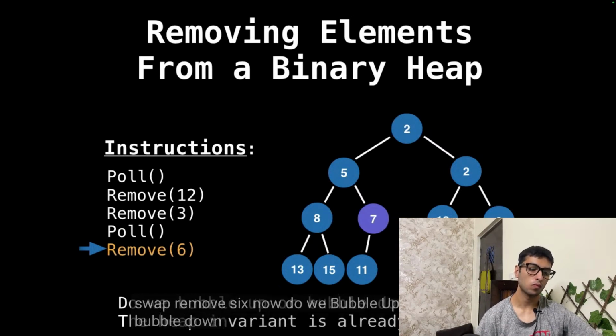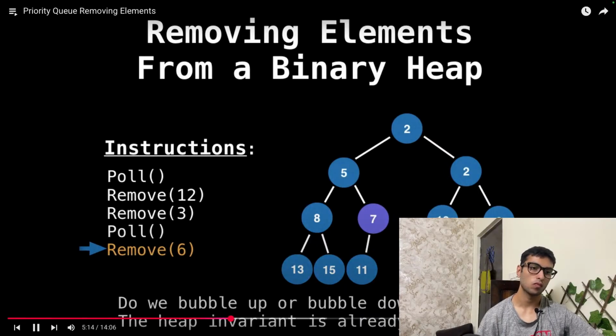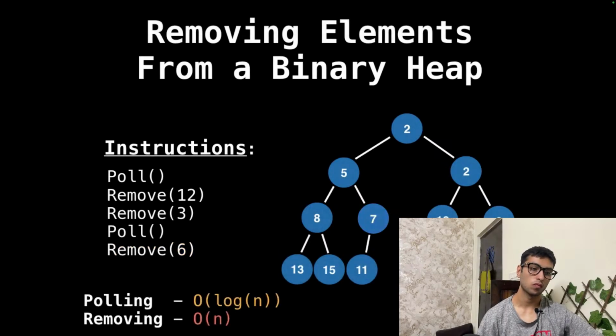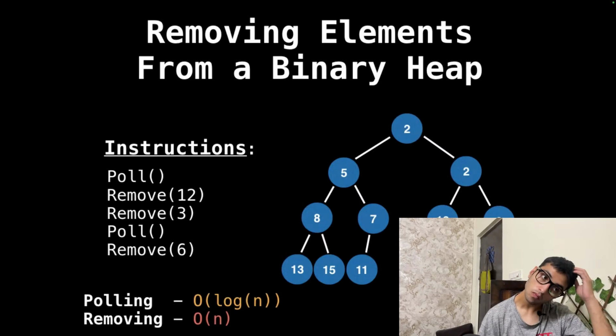Now do we bubble up or bubble down? The answer is neither. The heap invariant is already satisfied, so we don't even need to touch our node. We got lucky. Okay, so from all this polling and removing, we can conclude the following. Polling takes logarithmic time, since we're removing the root and we already know where to find it, and also that removing a random node can take up to linear time, since we have to actually find the index of that node we want to remove before removing it.